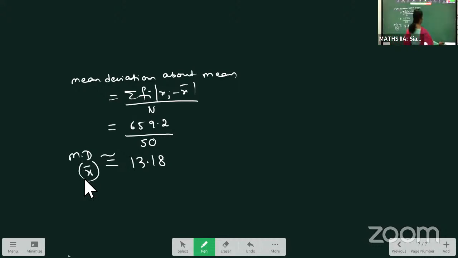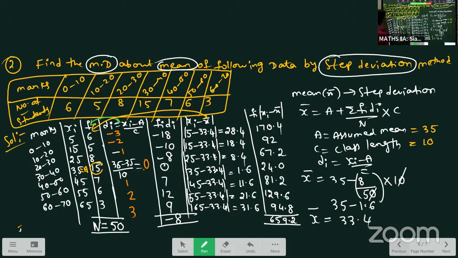So once again, this is the given data. Find the mean deviation about mean. The class interval is given. First find the mid value of the class interval and take it as Xi, and the number of students is always the frequency. Take the total frequency as 50. Now, step deviation method was mentioned. So the mean formula is A plus sigma Fi di by N into C. A is the assumed mean; the Xi value of the highest frequency is A. And the class length: 0 to 10, 10 to 20, the margin is 10. So the class length is always 10.